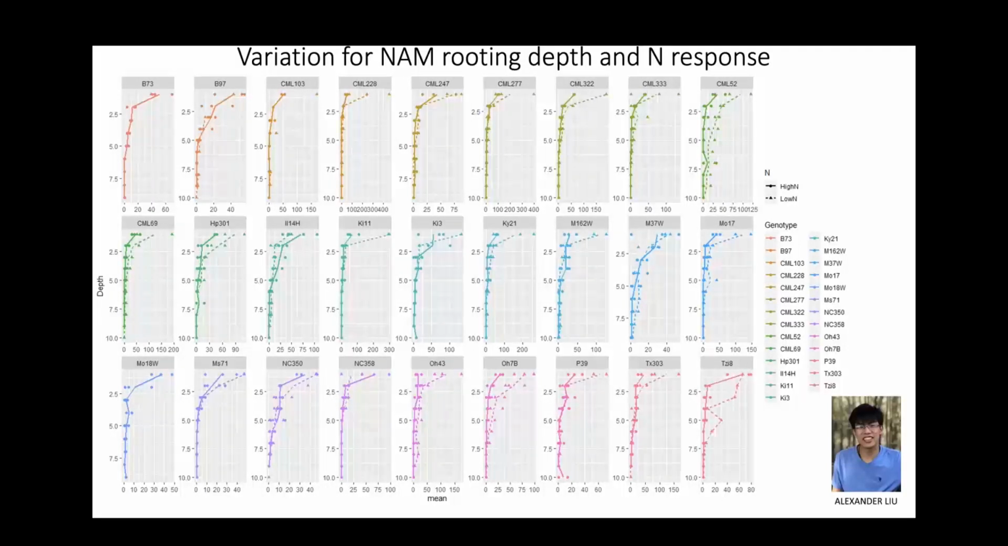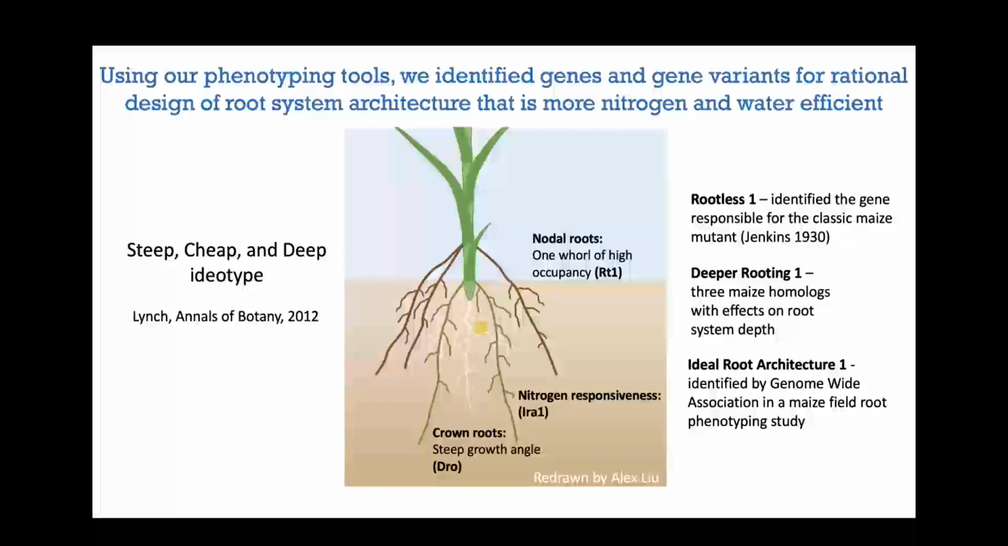We have a bunch of data coming out of the field this year. We just collected it all. Got to wash soil cores. We'll be doing that all winter. So come the spring, maybe the Maize meeting, I'll be able to tell you more about this. Okay, so that's the Rootless 1 story.